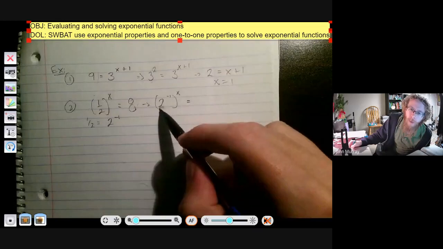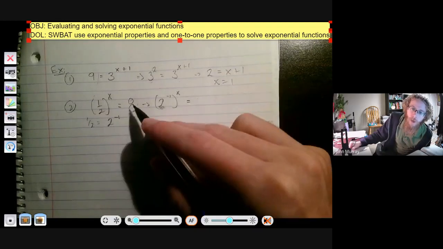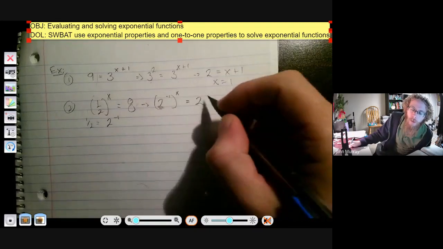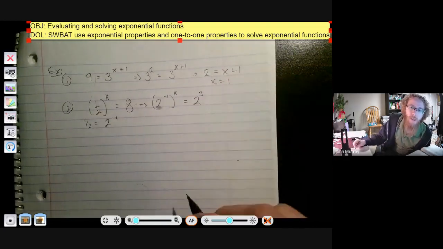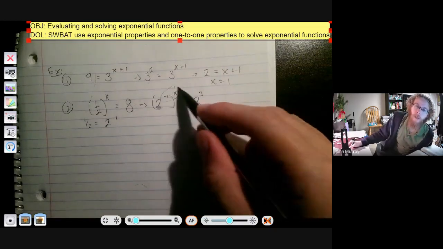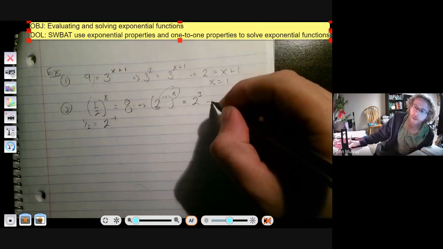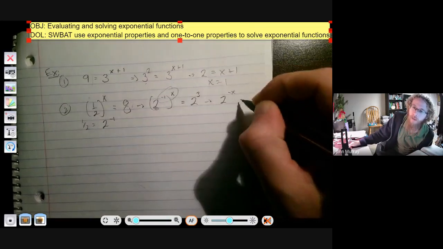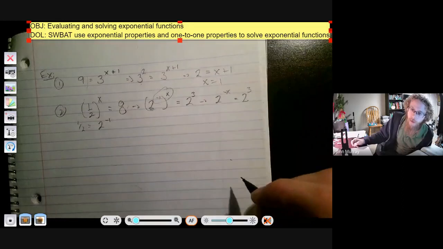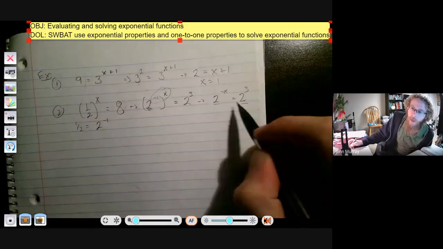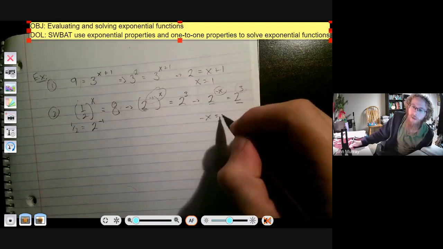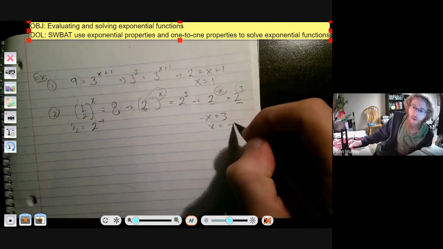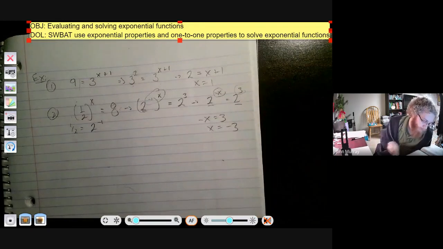Now the 8, here my base is 2, so I want to break down the 8. Well, 2 squared is 4, 2 to the third is 8. So here we have an exponent to an exponent, so I can rewrite this as 2 to the negative x equals 2 to the third. We have the same base, so now we just look at the exponents. So negative x equals 3, or x equals negative 3.